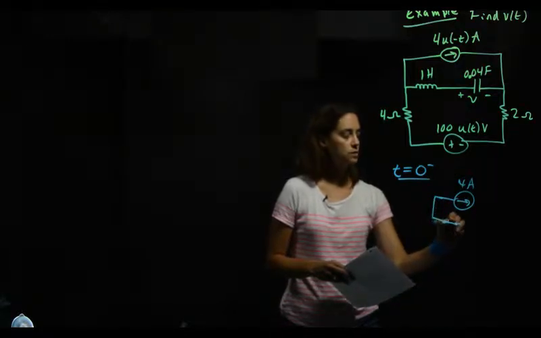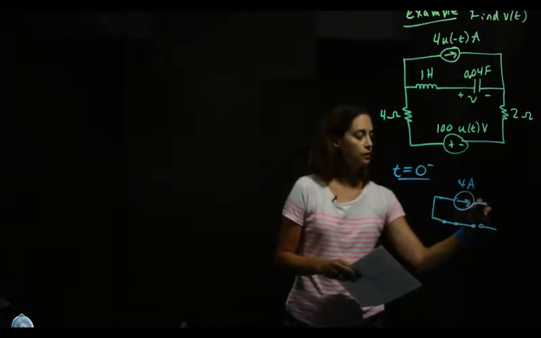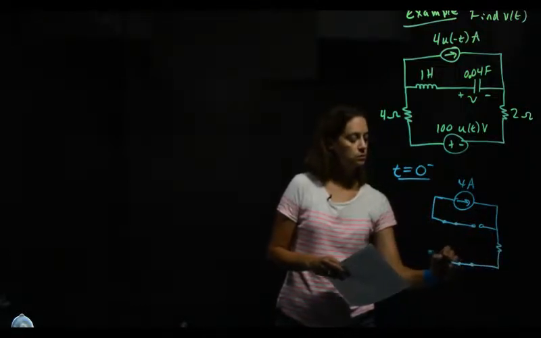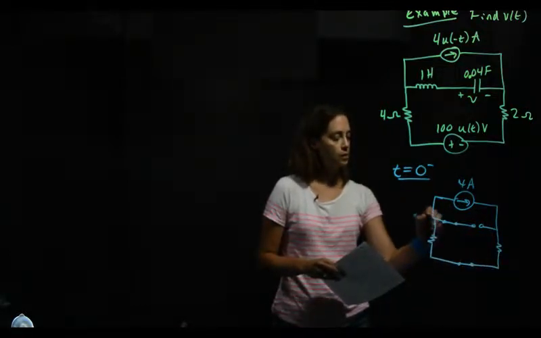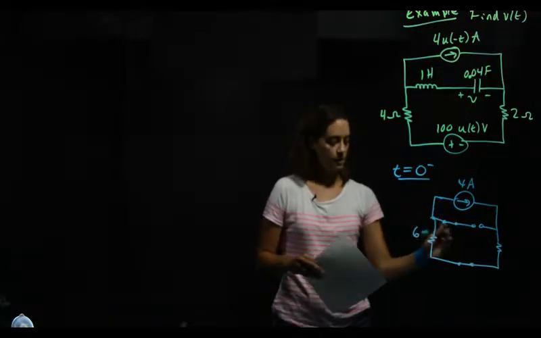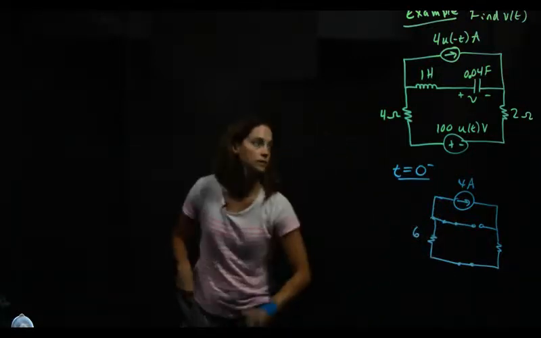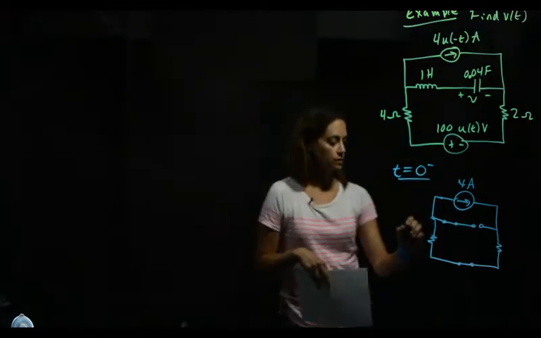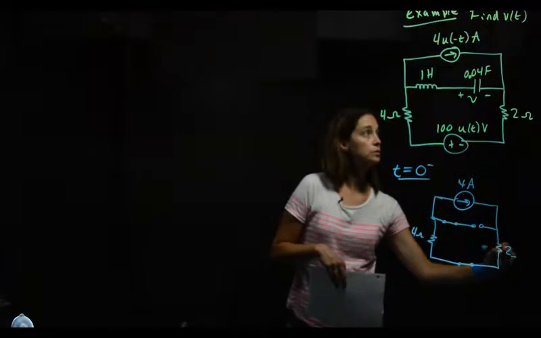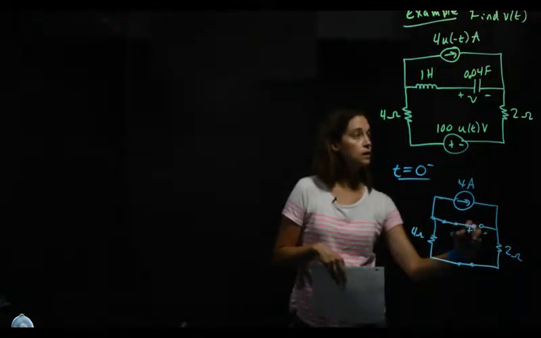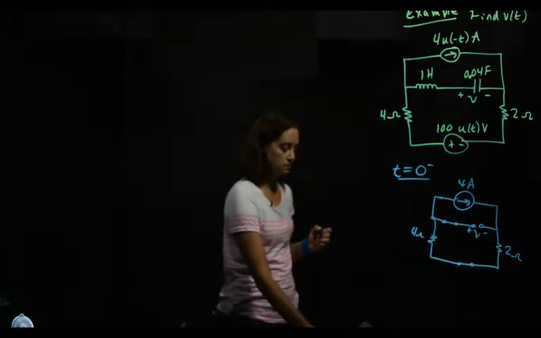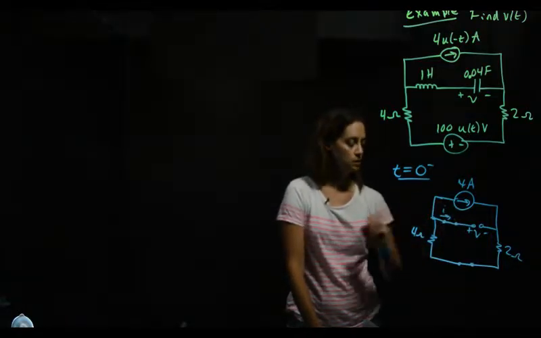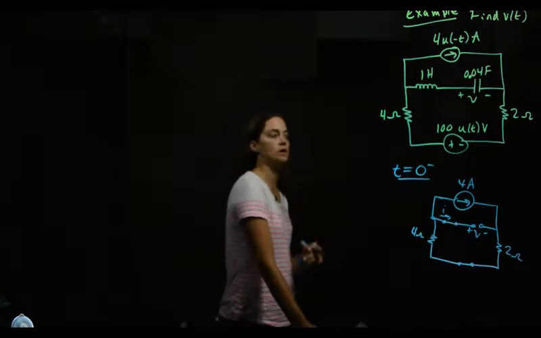Inductor looks like a short. Capacitor looks like an open. This is 0, so it's shorted. Whoop. That's not 6, that's a 4. I was doing 4 plus 2 in my head, jumping ahead there. 4, 2. V is here, and our current is through our inductor, where always, so even if we didn't draw it up there.